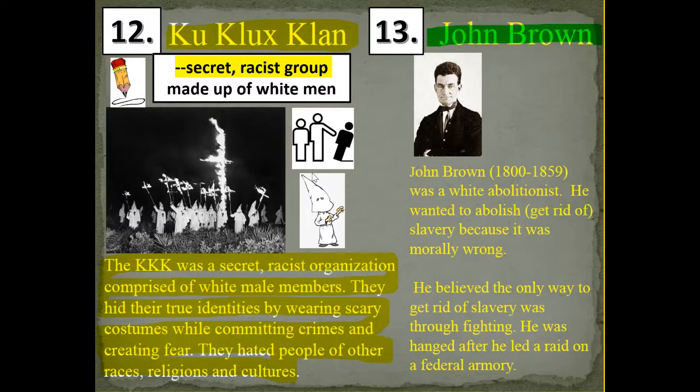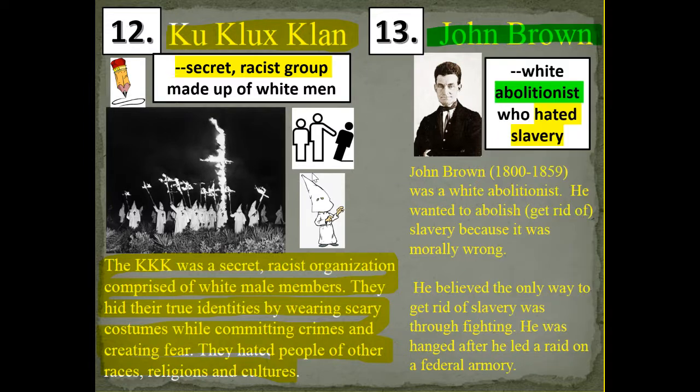Number 13, John Brown. John Brown was a white abolitionist. It means he wanted to abolish or get rid of slavery. So, white abolitionist who hated slavery.